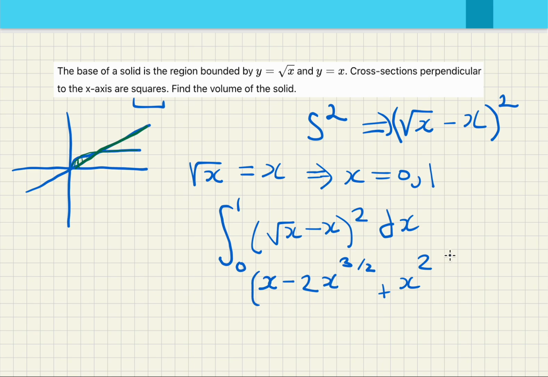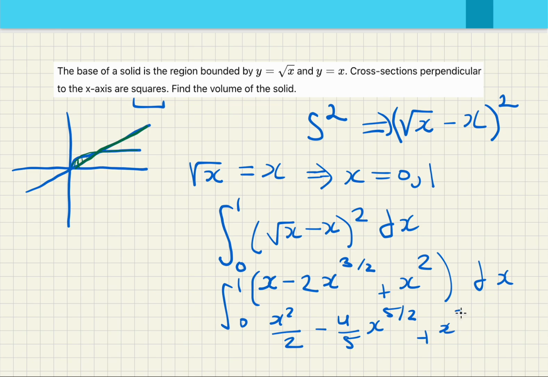And once we've expanded that, we can add the bounds 0 to 1. And now we can integrate term by term: x squared over 2 minus 4 over 5 x to the power of 5 over 2 plus x cubed over 3. And so this we evaluate from 0 to 1.